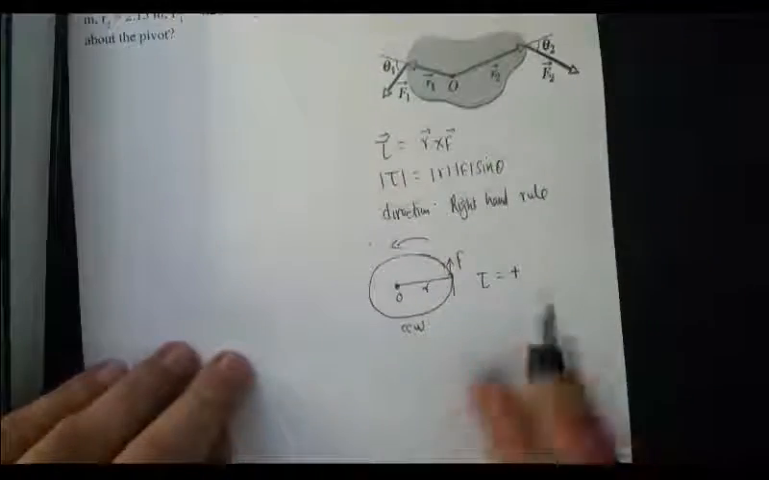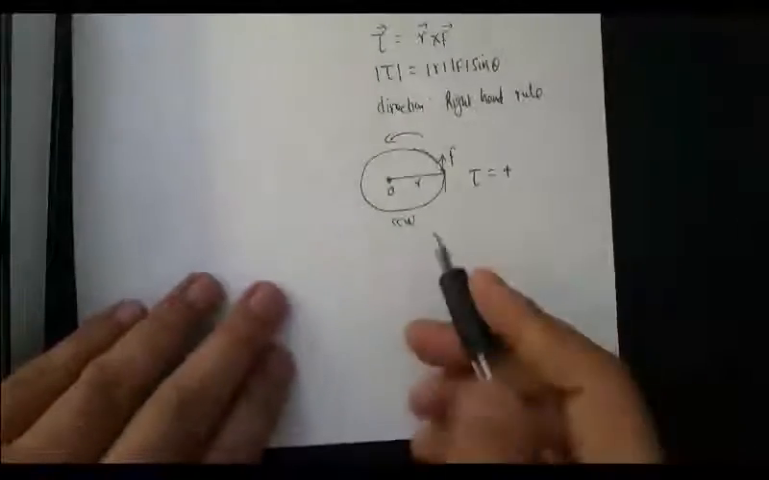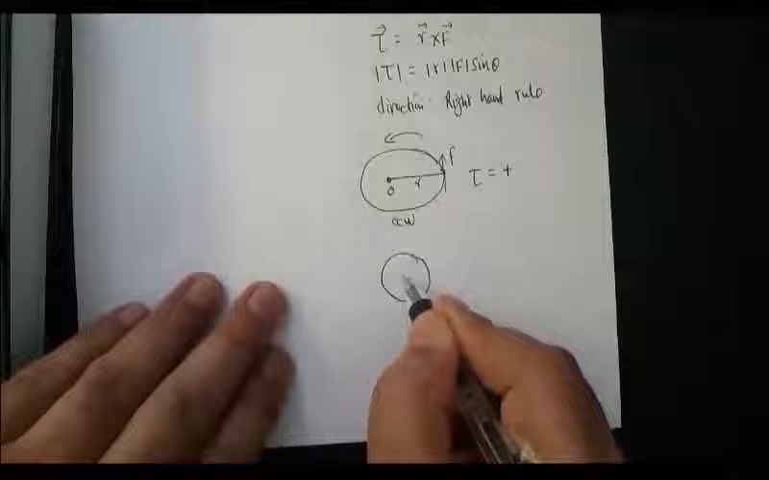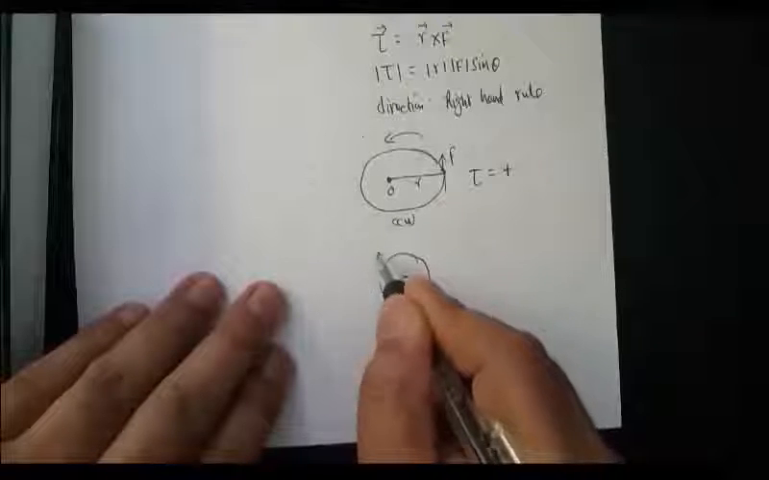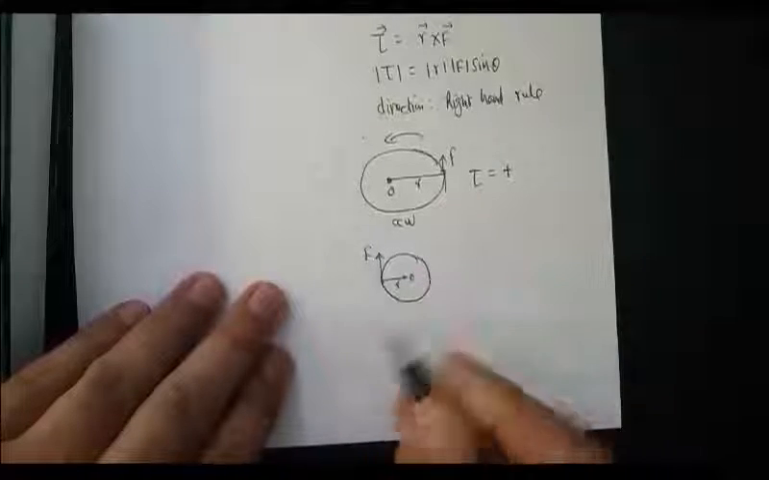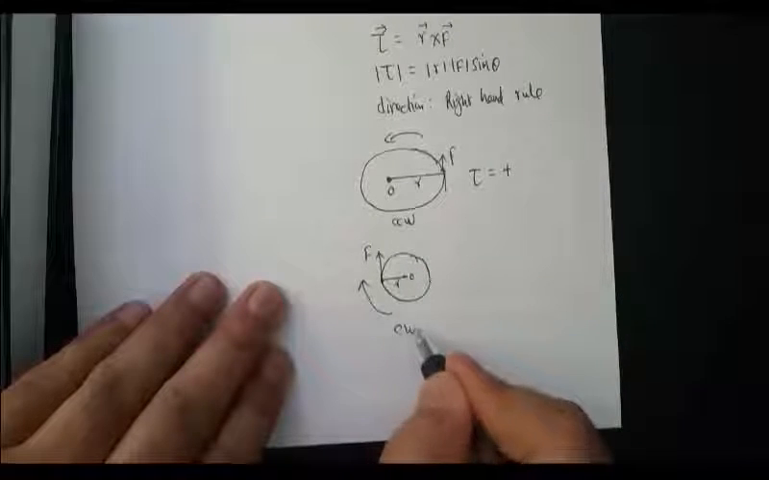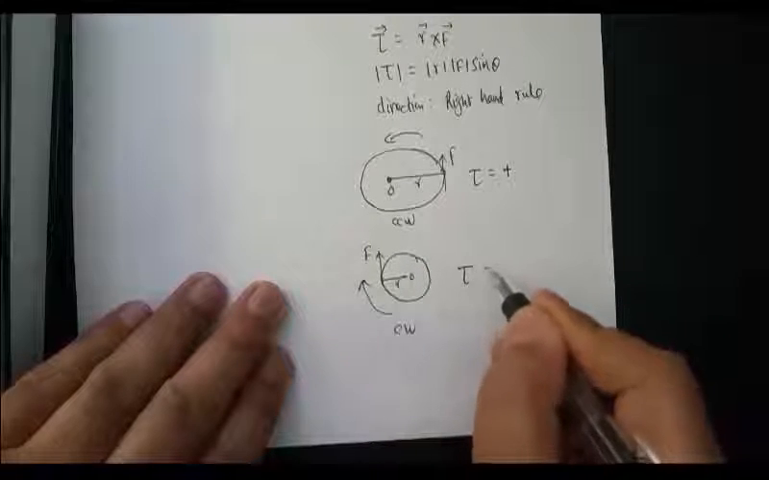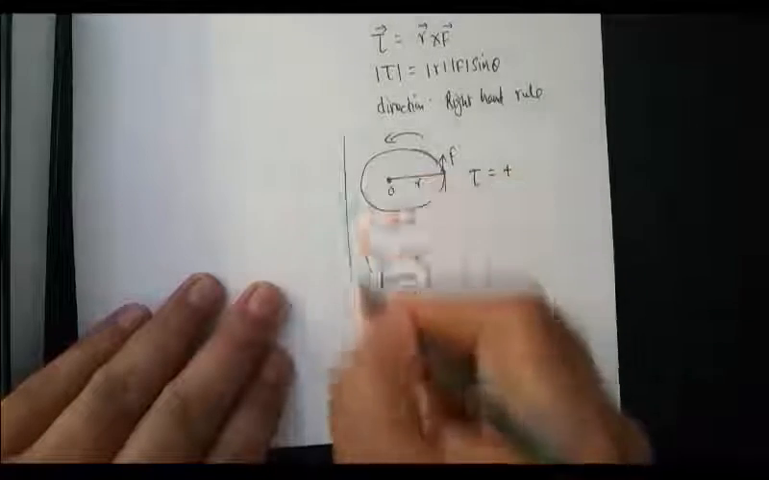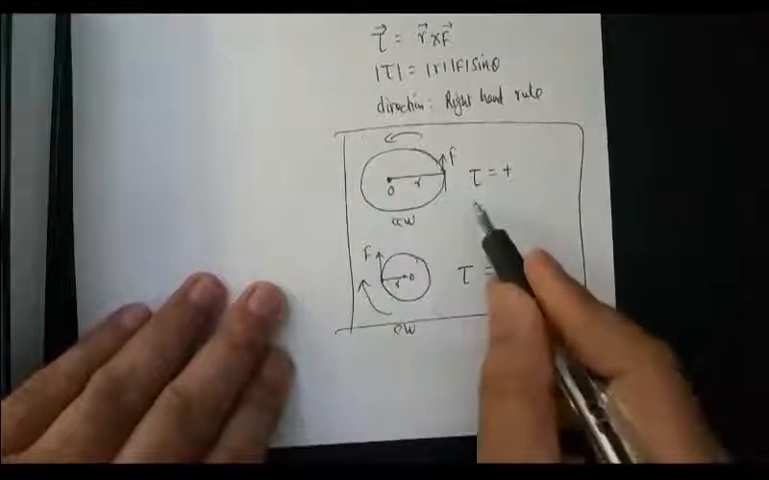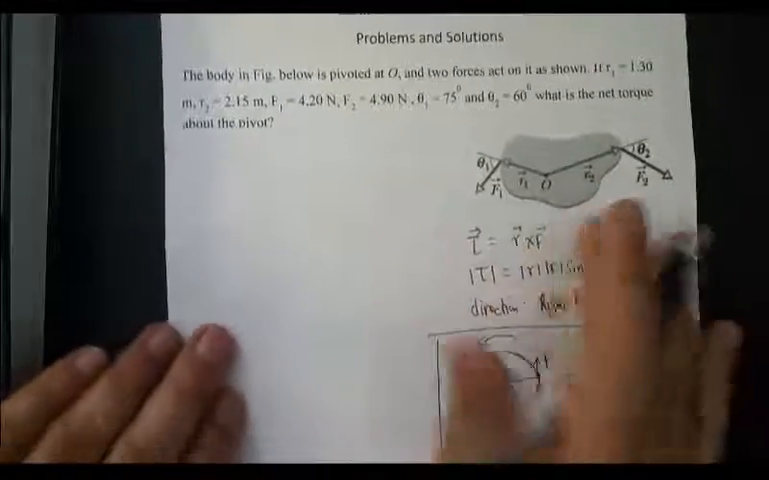So positive. However, if you apply the force here, and it produces clockwise rotation, then in that case the torque will be negative. So keep that in mind: counterclockwise is positive torque, clockwise is negative torque. So here we're going to find the net torque.